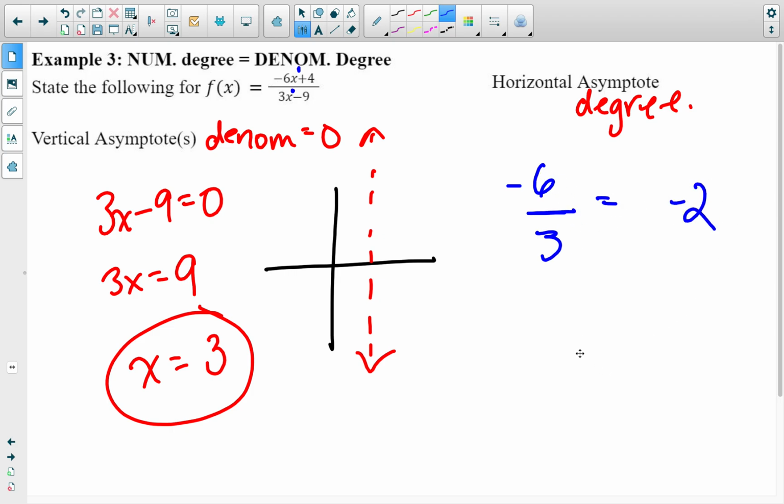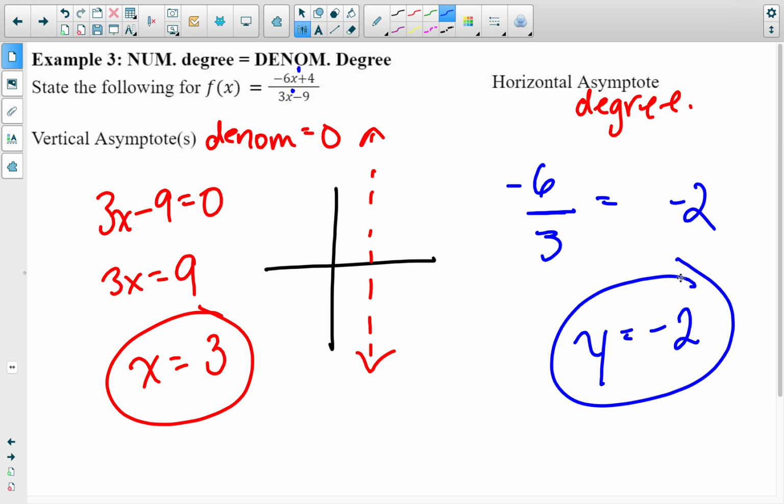Negative 2. Okay, because this is a horizontal line, we need to put a y equals with it. Y equals negative 2. So there would be a horizontal asymptote like this.